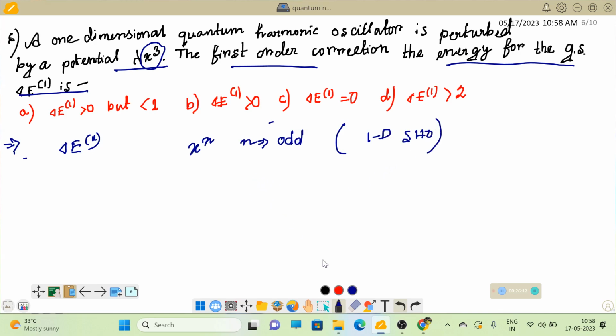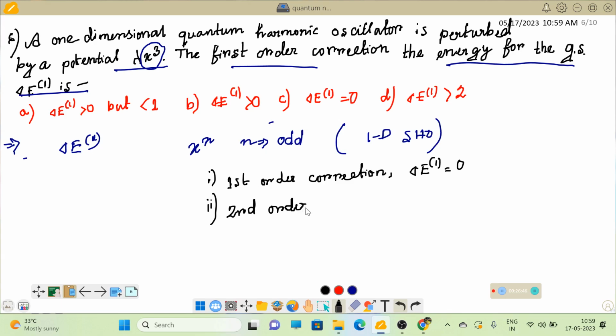What can we write? First thing, note this: the first order correction, delta E, equal to 0. Another thing is the second order correction. Note these things in your notebook.